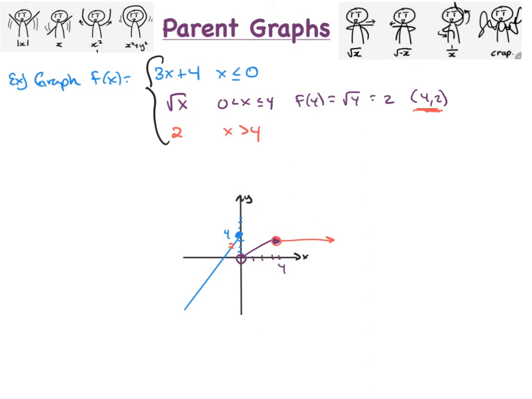Cool. Okay, so there's 3 pieces to that graph. And this right here is our horizontal line, f of x equals 2 or y equals 2.